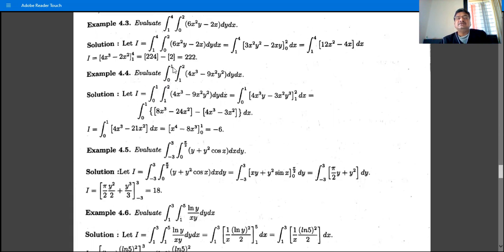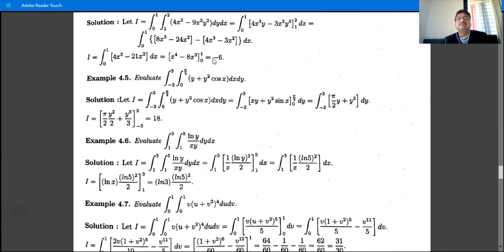Next problem is integration 0 to 1, 1 to 2. This dy dx, that is 1 to 2 is the limit on y and 0 to 1 is the limit on x. So integration with respect to y is this. Then value at the upper limit, value at the lower limit. And then its simplification is this, and its integration with respect to x is this. And from 0 to 1. So the answer is minus 6.